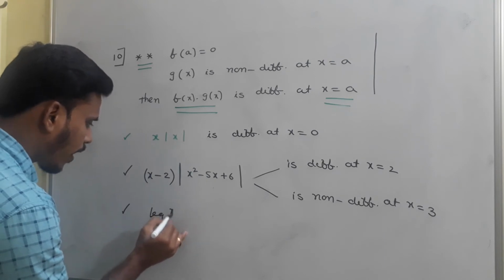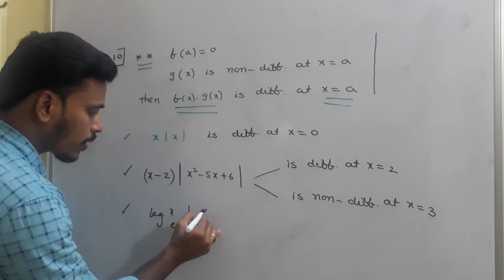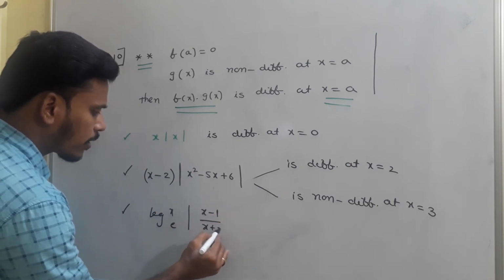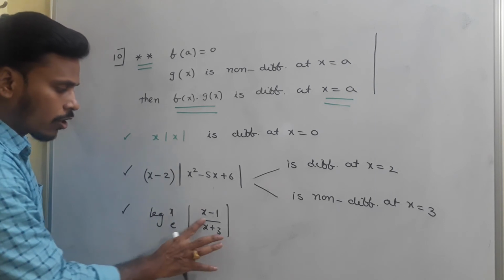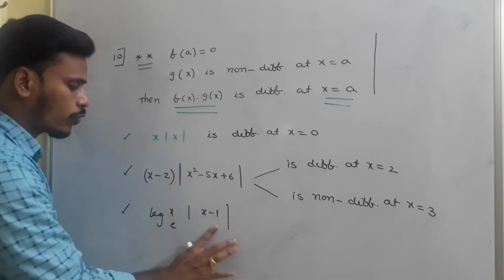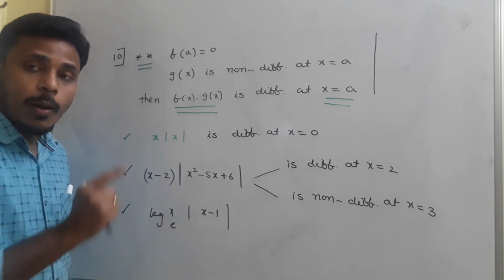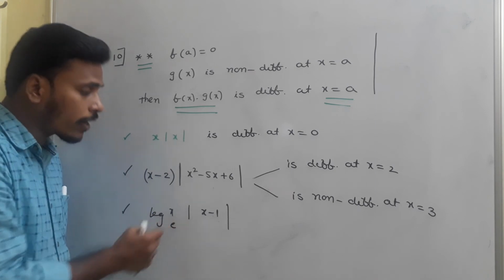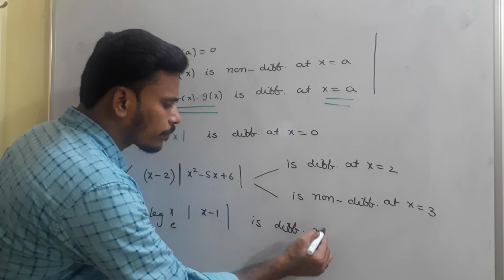And one more example. Something like log x to the base e into modulus of (x minus 1) by (x plus 3). When you look at this, you just simply take modulus of x minus 1. At x equals 1, this is non-differentiable. But at x equals 1, log x is 0. So both the product together is differentiable at x equals 1.